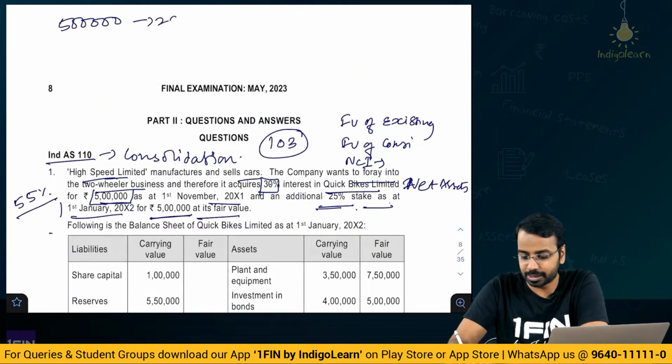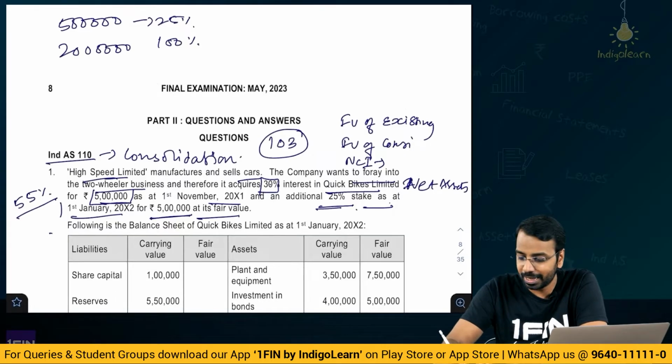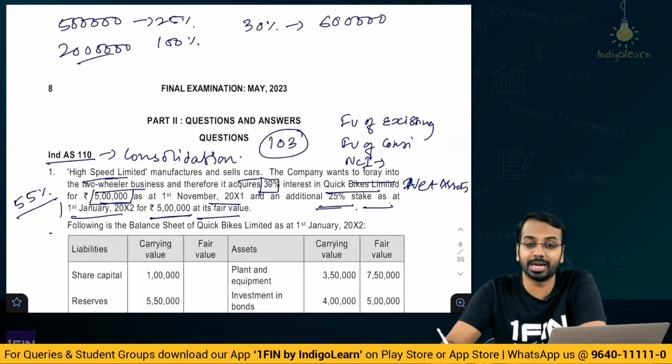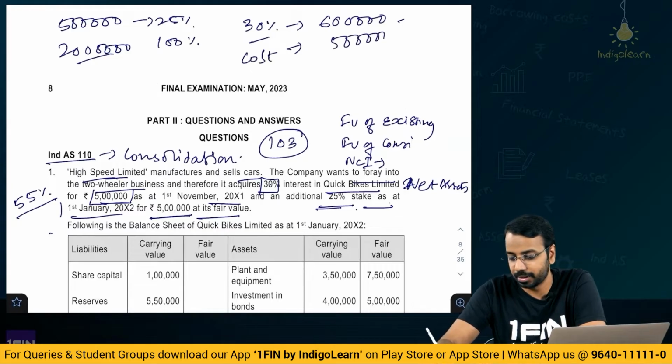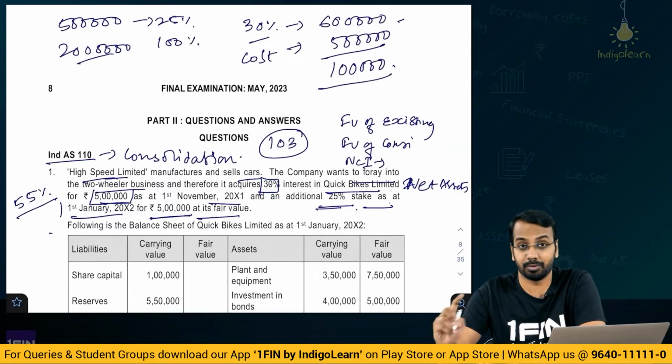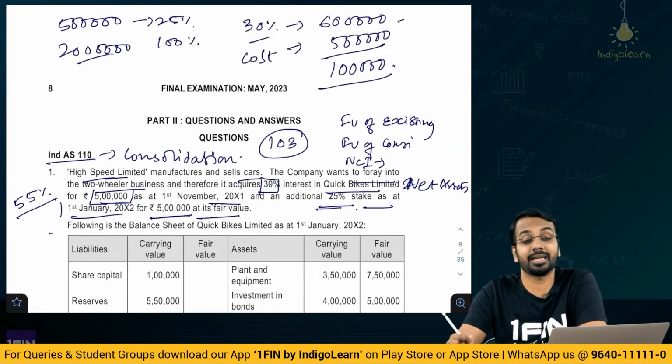If 5 lakhs is the fair value for a 25% stake, it means 100% stake is what? 20 lakhs. So the existing 30% stake will be 6 lakhs, right? 20 lakhs multiplied by 30%, 6 lakhs. The cost of this 30% is 5 lakhs. So there will be a gain of 1 lakh. That's the first part, because whenever an entity acquires control, the existing stake has to be fair valued.